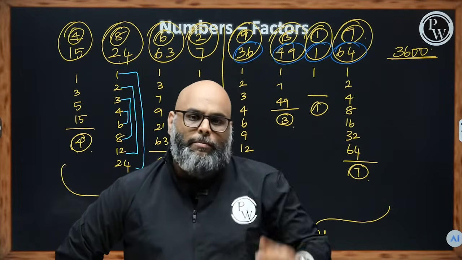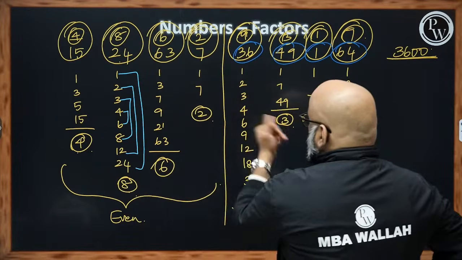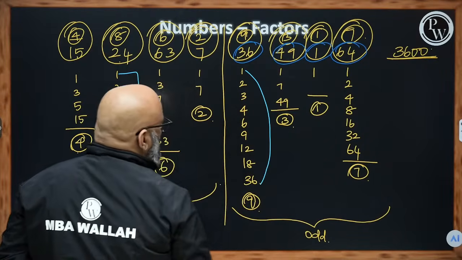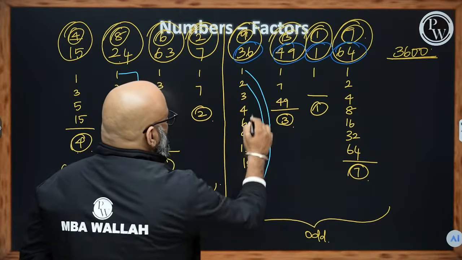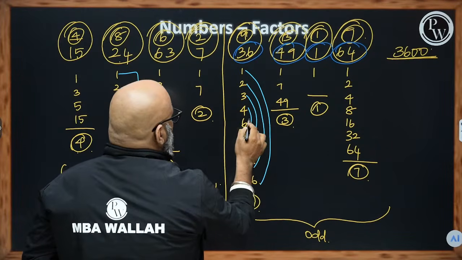It's no other way. But when you look at a perfect square, let's say a number like 36, what are the combinations of making 36? 1 into 36, 2 into 18, 3 into 12, 4 into 9, 6 into 6.